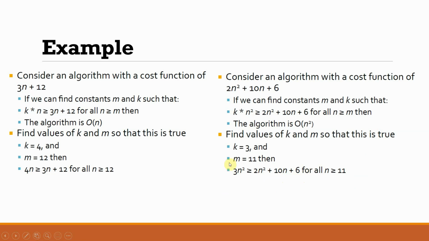Think about this, and maybe you can come up with other values for k or m, right, for the same big O notation. You can find other values for k and m and see why this is the case, why 3n squared is always going to be bigger than 2n squared plus 10n plus 6, right? So we basically have to prove that n squared is always going to be bigger than 10n plus 6. How can you prove that? And what is the threshold value?